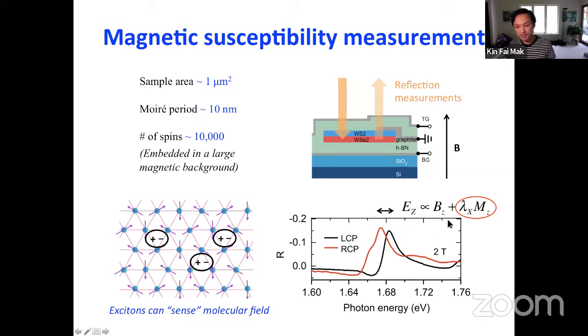this Zeeman splitting in the exciton is not only produced by the externally applied magnetic field, but it actually also has a mean field component that is produced by the surrounding spins nearby the excitons. You can think of it basically as: I shine light onto the material, I produce the excitons here in the WSe2 layer, but it's surrounded by these localized spins, and the localized spins will produce a mean field on the exciton and give an extra Zeeman splitting from the mean field.